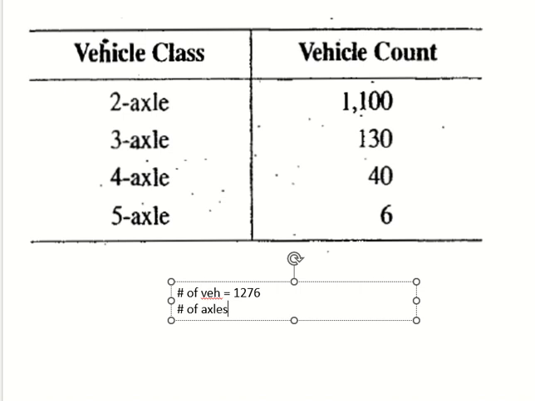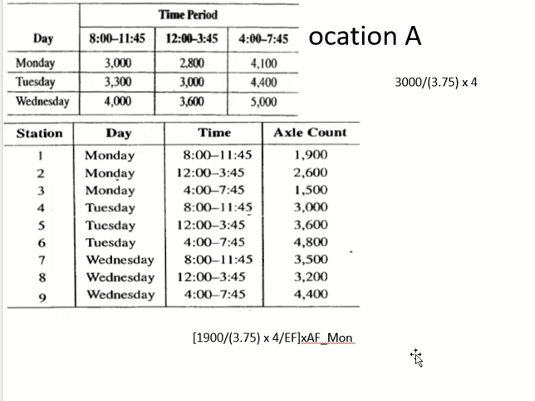Now I want number of axles. 2780. Why? What did we do? Multiply. Yes, you have to multiply. So axles per vehicle is how much? 2.18. Once you get this value, this will be number of axles, and you have to divide by 2.18 to convert to number of vehicles.